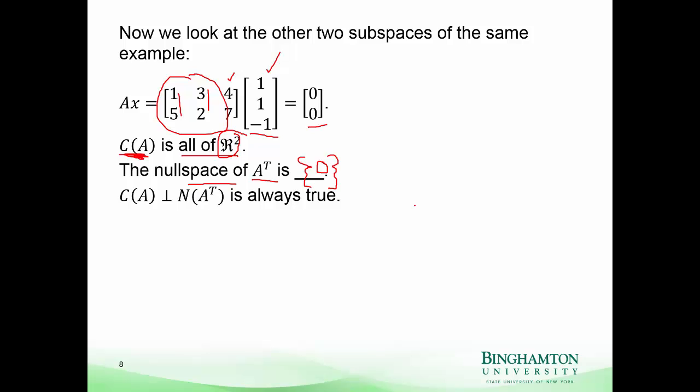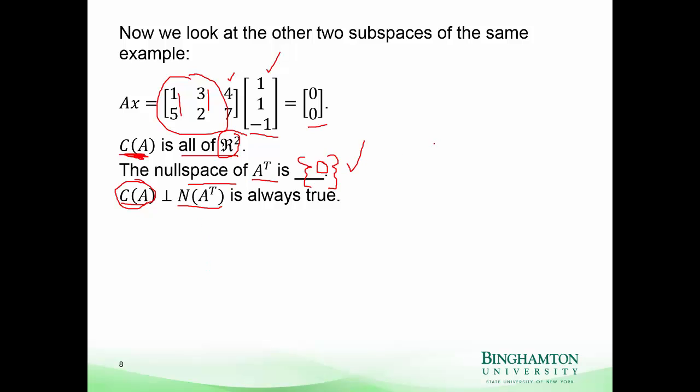And we can puzzle this out another way. We know that the column space must be orthogonal to the left null space. We know that's always true. We've established that already. And since this is all of R2, there's only one vector in R2 that's orthogonal to everything in R2, and that's the 0 vector.